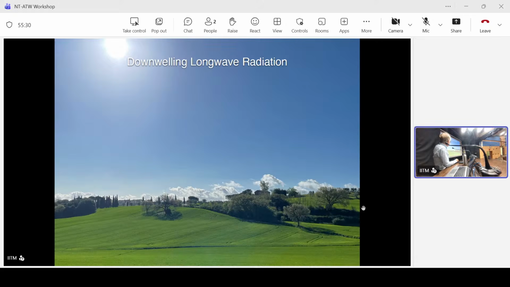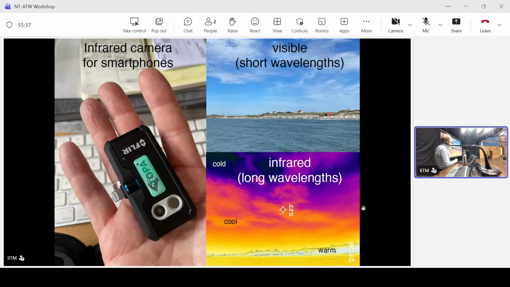So I want to look a bit more into the downwelling long-wave radiation, the mechanism behind that. One way to illustrate it is something that I found, a little toy. You can see it here in the palm of my hand. There's a tiny little infrared camera that you can attach to your mobile phone, and then you can take infrared pictures. And so I'm going through the landscape and making pictures in the visible range. For example, here, this was the summer vacation last year.